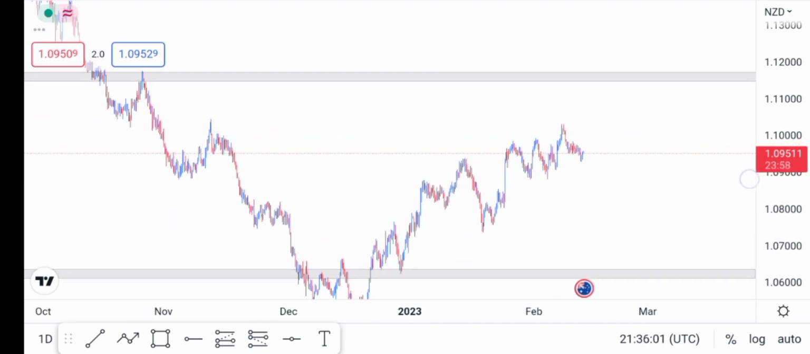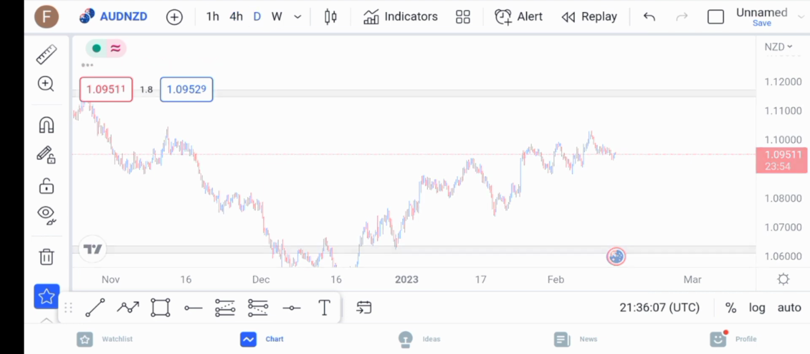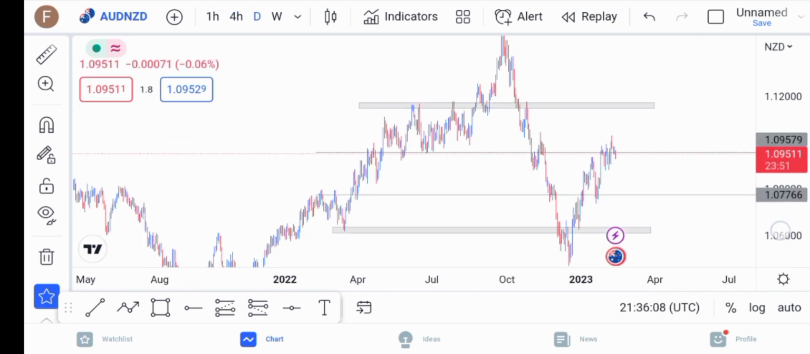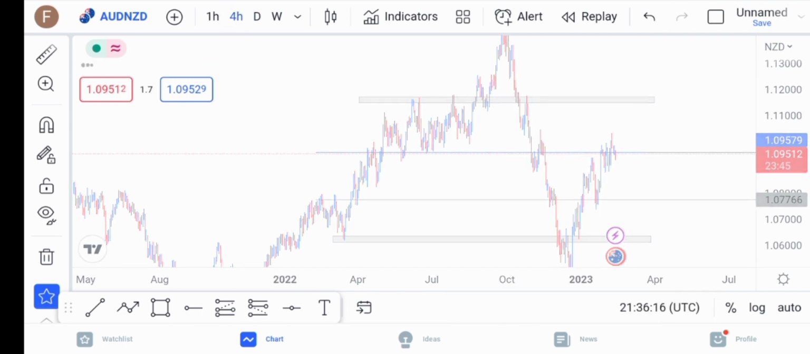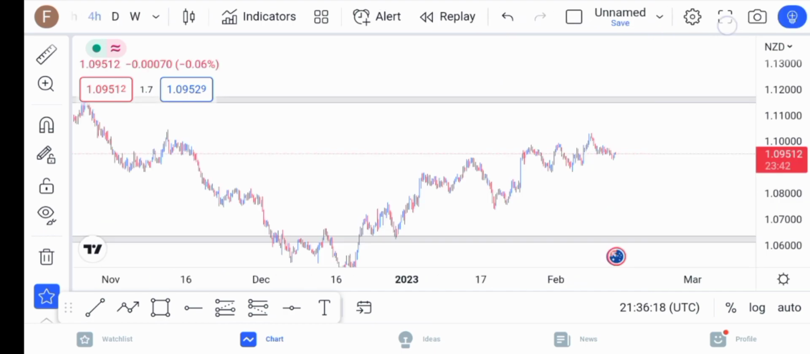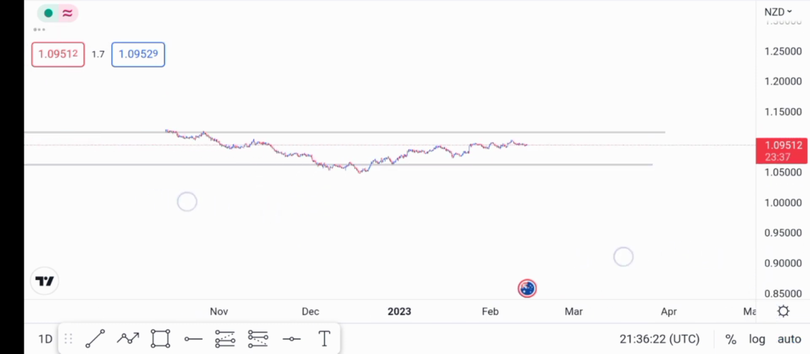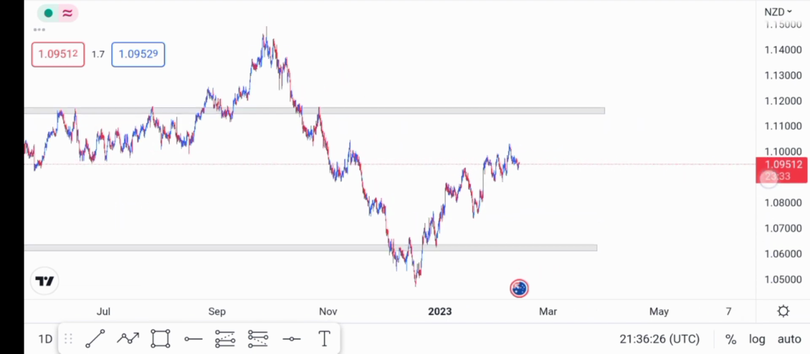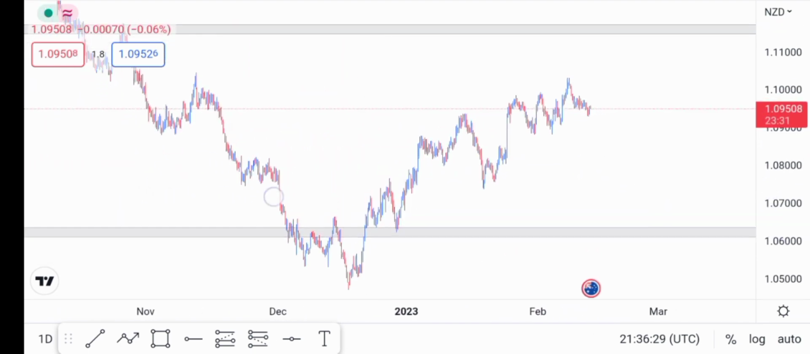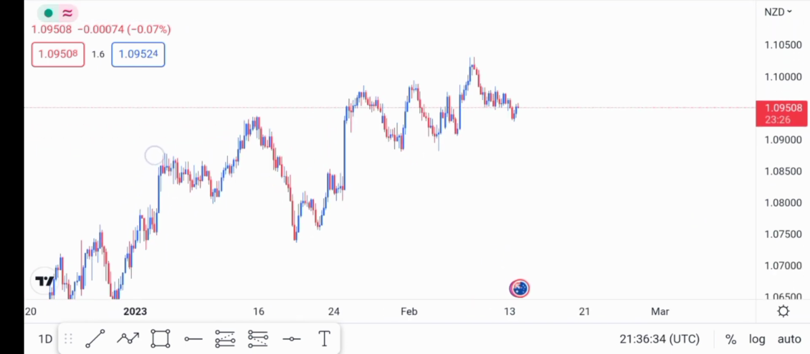As you can see, wait guys, didn't I just draw some lines between these areas? Let me change the color to red or blue, because I didn't see that line on this time frame. What's going on? Okay, fine. As you can see guys, the market is around this area here.